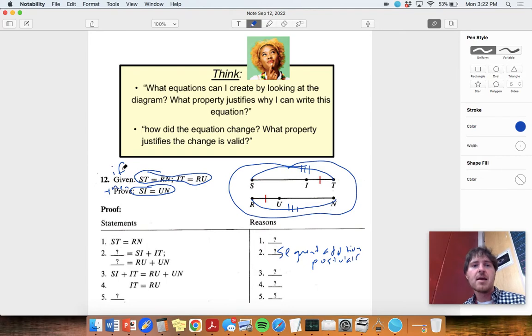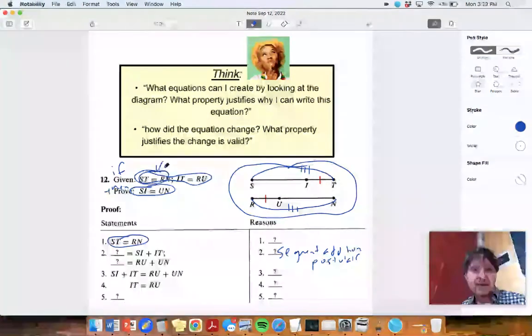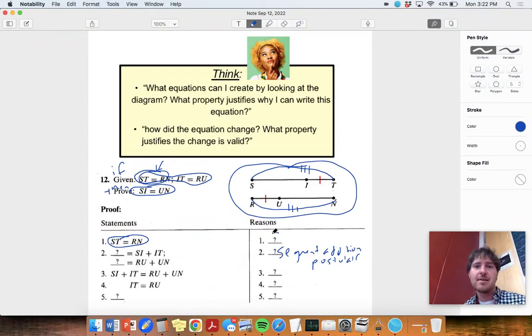Okay, so anyways, there's my if as the givens here. And notice, this is what I'm accepting as true. I accept this as a given premise. It's got to be true. And what I notice here is that I pulled ST equals RN, but I didn't pull it out through the diagram. They don't show me ST equals RN in the diagram. I actually drew it in. This is one of my given premises. So what can I write for my reason for step number 1? I can write given.